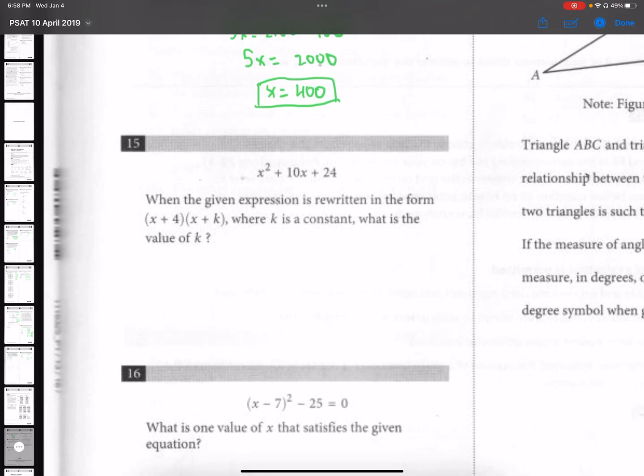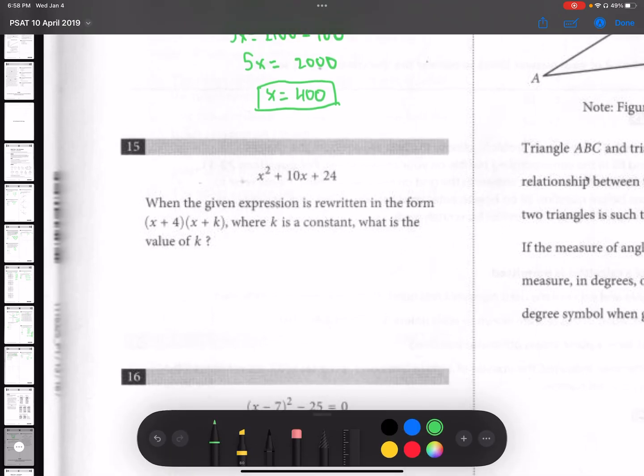Okay, number 15. When the given expression is written in the form of x plus 4, x plus k, where k is a constant, what is the value of k? So I'm going to draw this web out much easier. So our c value and our b value. So up here will become the c times a value. So our a value is 1. So 24 times 1 is 24. And our b value is 10.